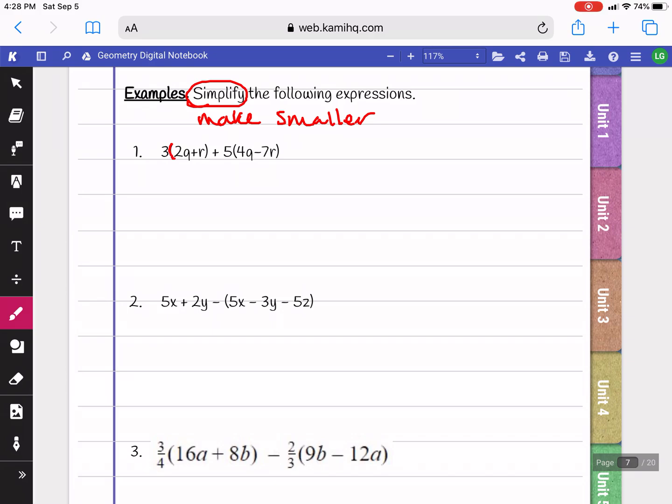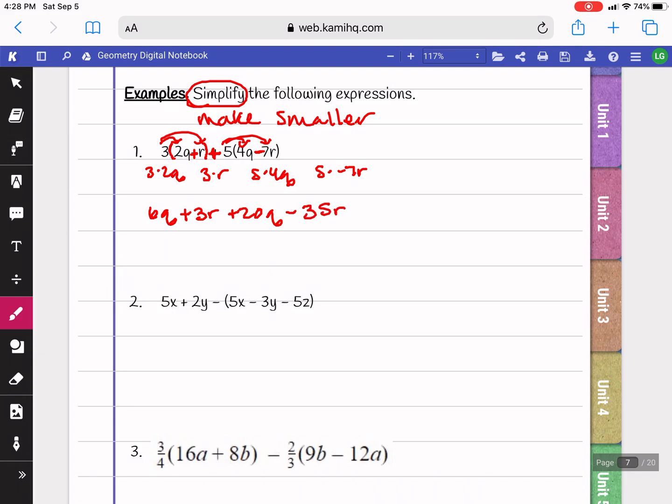Here we have 3 times 2q plus r. So I'm going to start by distributing 3 times 2q. That gives me 6q. And then 3 times positive r gives me positive 3r. Since it's positive, I put a plus sign. Next, we're going to distribute positive 5 times 4q. That's positive 20q. And then 5 times negative 7r is negative 35r.